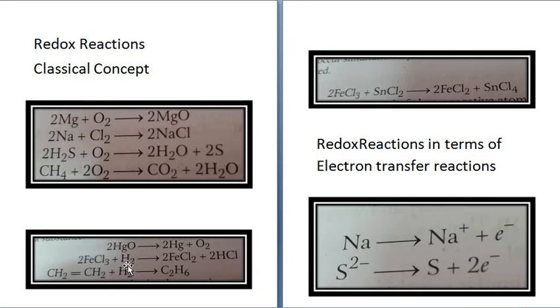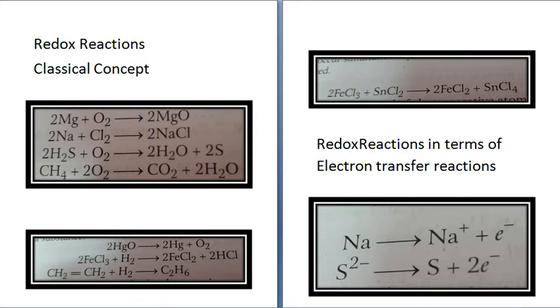Similarly, reduction. Reduction is defined as removal of oxygen or electronegative element from a substance or addition of hydrogen or electropositive element to a substance. So example is, suppose 2HgO gives you 2Hg plus O2. So electronegative oxygen has been removed from HgO. So this is reduction reaction.